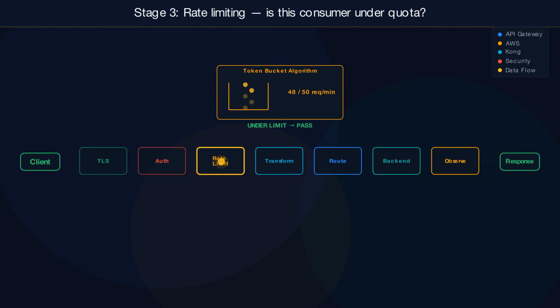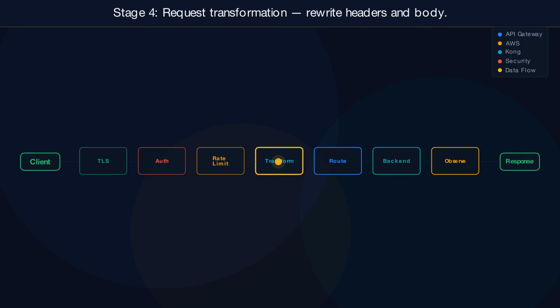But what happens when the consumer exceeds their quota? The bucket is empty. 50 out of 50. The request is blocked with a 429 too many requests response. Your backend never sees it. This protects your services from both legitimate traffic spikes and denial of service attacks.